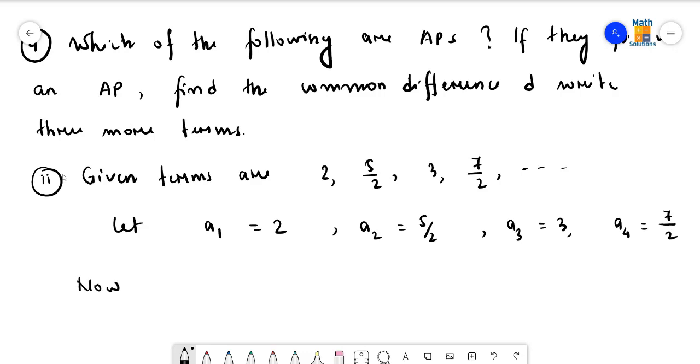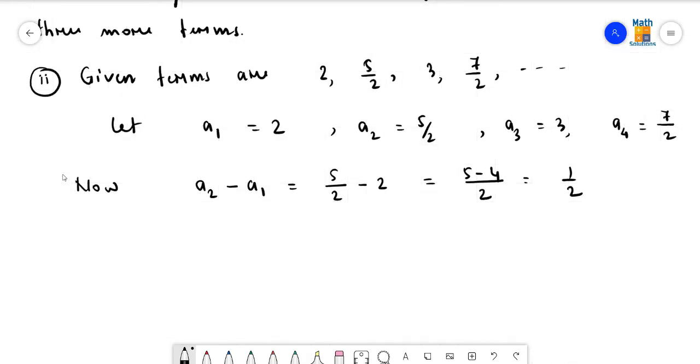Now, second term minus first term, let us check what do I get. 5/2 minus 2, taking 2 as the LCM, 5 minus 4, it is 1/2. Then next, A3 minus A2, what do I get? 3 minus 5/2, taking 2 as the LCM, 6 minus 5, the result comes as half.